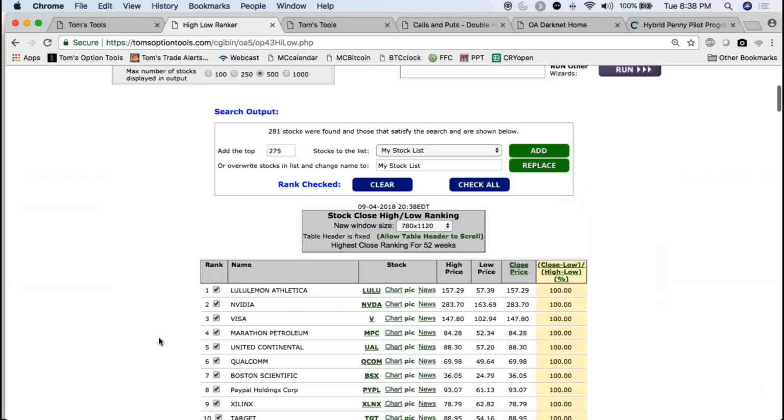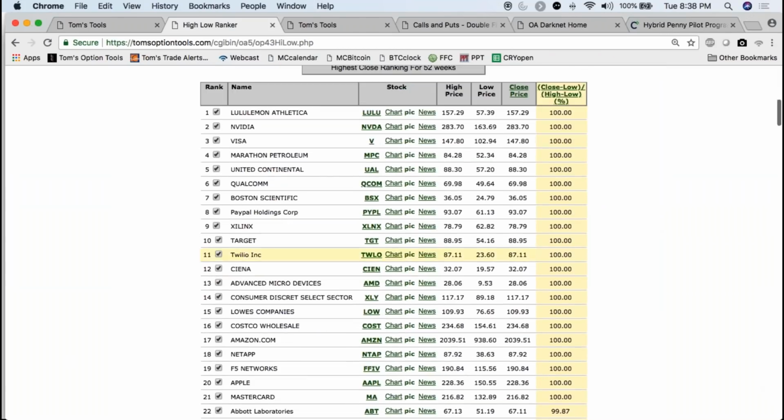All right, so out of those stocks, as you can see, Lululemon is up here on top, NVIDIA, Visa, Marathon, United Continental, Qualcomm, Boston Scientific, PayPal, and the list goes on and on. Over here on the right-hand side where it says close low, high low, if it says 100, it is on its 52-week high right now. And I look through this and I'm seeing, are there any stocks in here that I was trading just within the last couple of weeks? NVIDIA was one, all right, moving along.